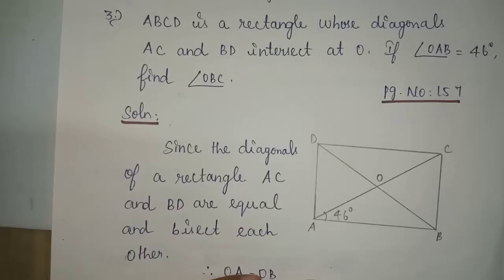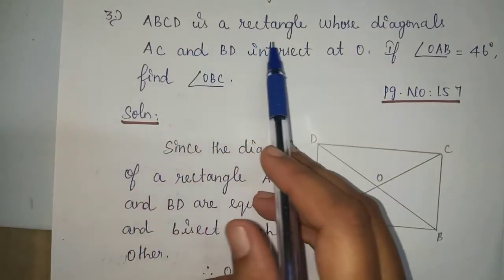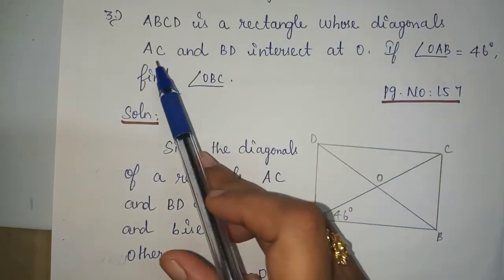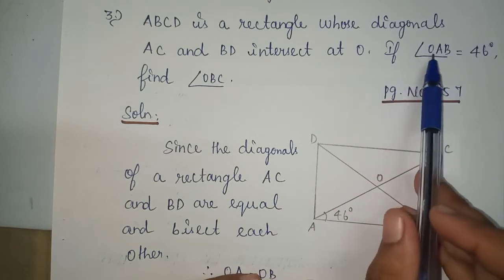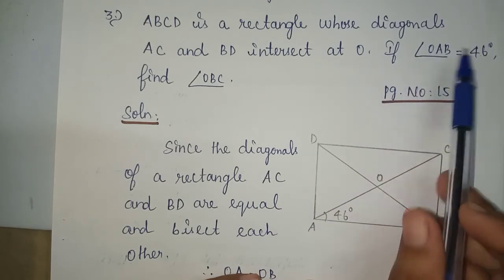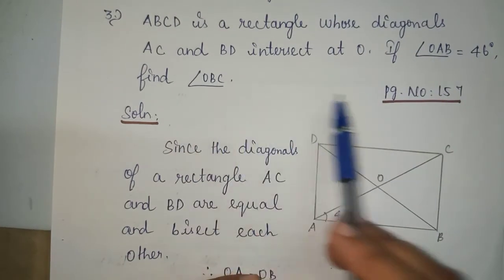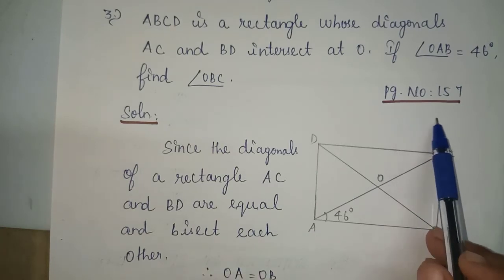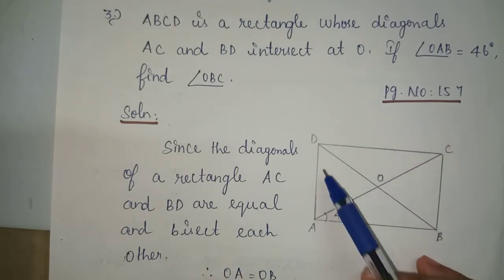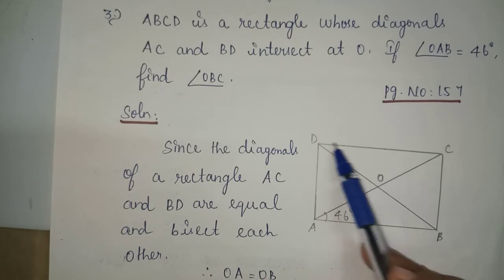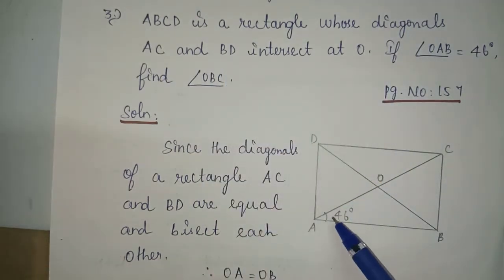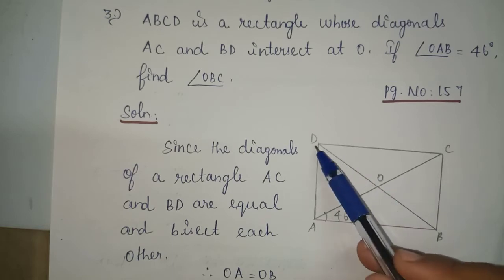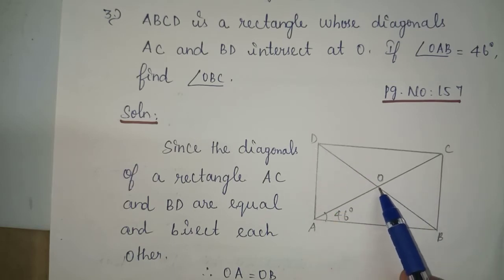Next one is problem number 3. ABCD is a rectangle whose diagonals AC and BD intersect at O. If angle OAB is equal to 46 degree, find angle OBC. The problem belongs to page number 157. So this is the respective figure. Here ABCD is a rectangle whose diagonals AC and BD bisect each other. AC and BD are the diagonals which bisect each other and intersect at the point O.